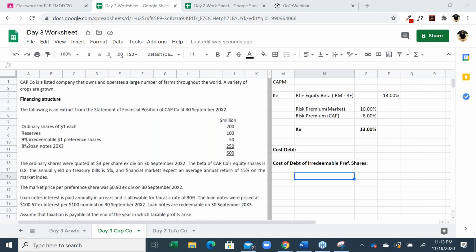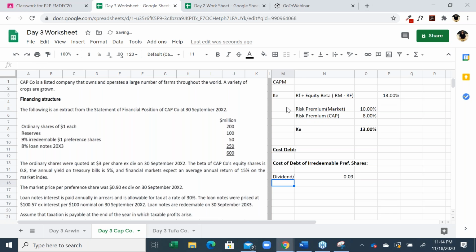And remember one thing, this percentage is always applicable on the nominal value which is written here, right? So each investor will get 9% of par value, which is $1 on each share, right? On each share. So 9% into $1. That's your dividend per share. This is something that you need to calculate first.